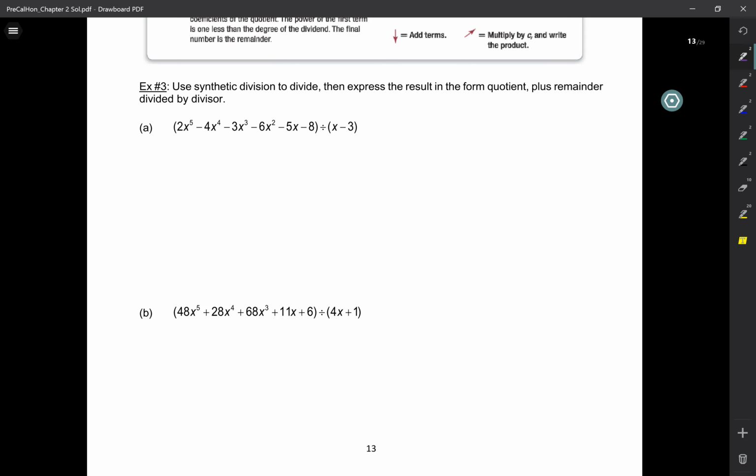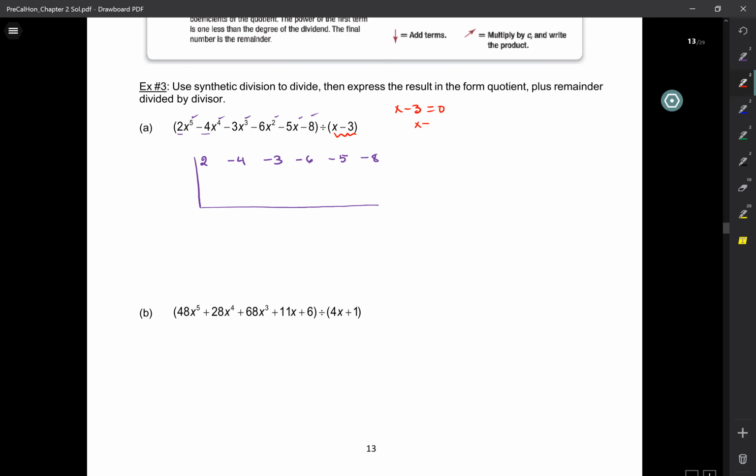In this case, again, we have to check for the exponents. So I have 5, 4, 3, 2, 1, 0, so I'm good. Now the thing with synthetic division is, with long division, those variables, x to the 5, x to the 3, and so forth, are really meaningless, and they're just being carried over step after step, and it's tedious. This gets rid of the variables since we're only working on the coefficients anyway. So we write down the coefficients, so 2, negative 4, negative 3, negative 6, negative 5, negative 8. Now, in the front, I'm going to take this divisor, set it equal to 0, and solve for x, and that's the number that goes here.